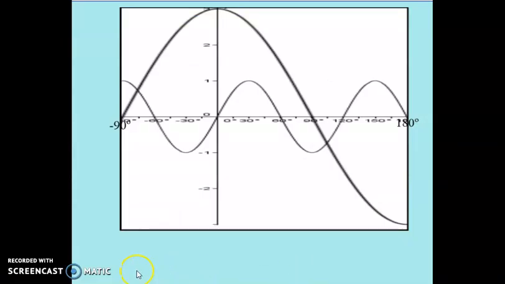Now that I have calculated the values, negative 90 for 3 cos of x will be 0, 0 degrees will be 3, 90 degrees will be 0, 180 degrees will be minus 3. I plot the values and I draw one continuous curve.